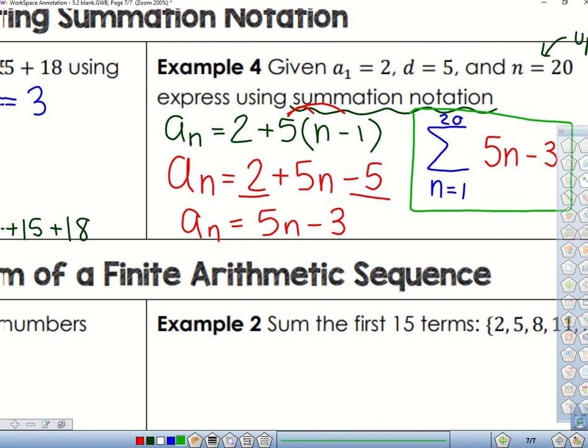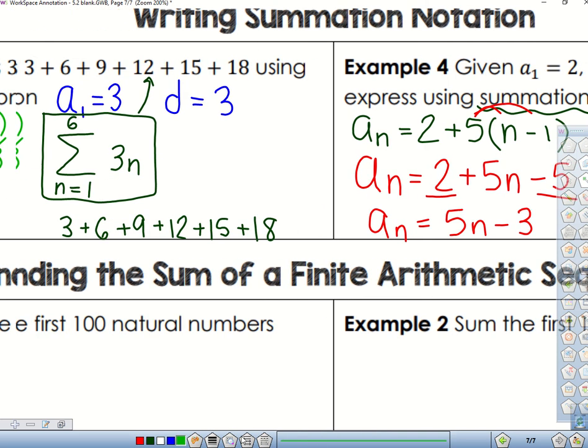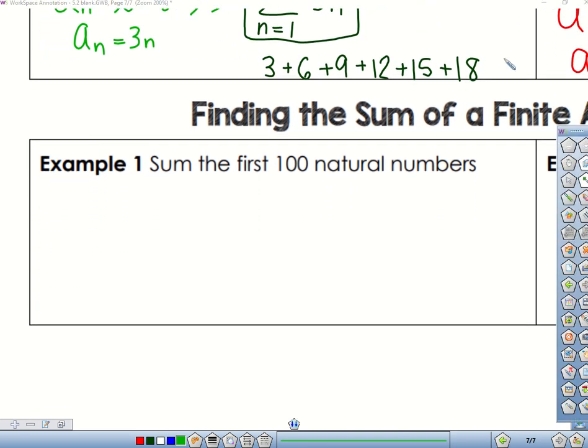Alright, since we've covered that, we're now going to talk about finding the sum of a finite arithmetic sequence, okay? On these questions, they're not asking for notation. When they ask for the sum of a finite arithmetic sequence, your answer should be just a straight number, because they're asking you to add up a certain amount of terms, and that's going to come out to be a number. On this question it says the sum of the first 100 natural numbers.